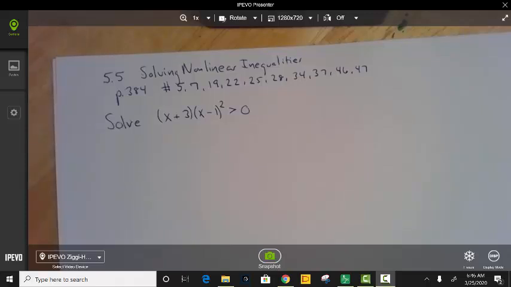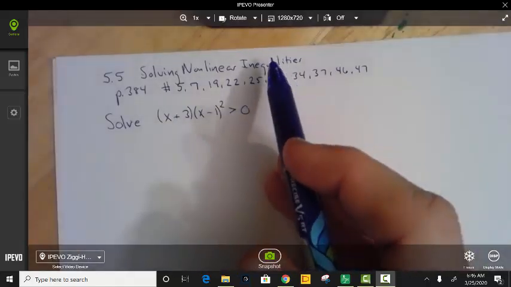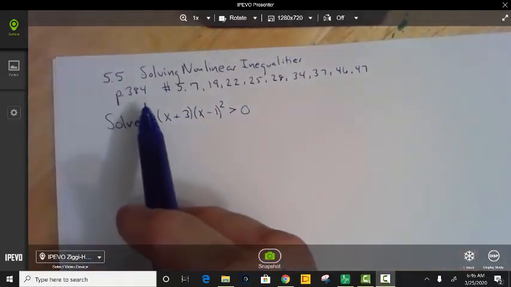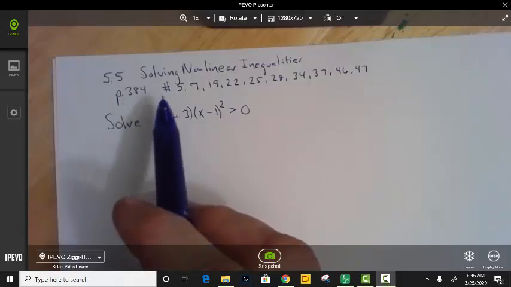Alright guys, the last section for Unit 3 is Section 5.5, which is going to be solving nonlinear inequalities. And guys, I updated the homework assignment and took a few of the problems away.